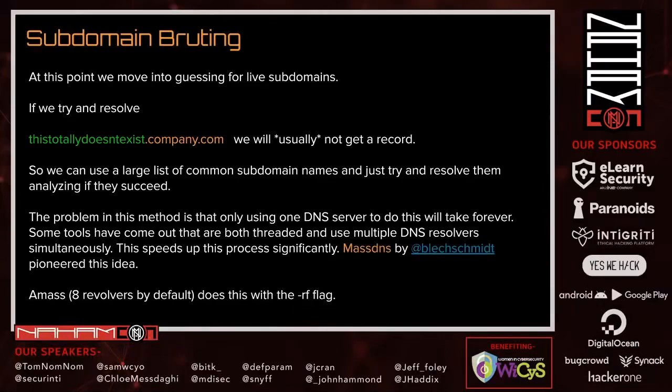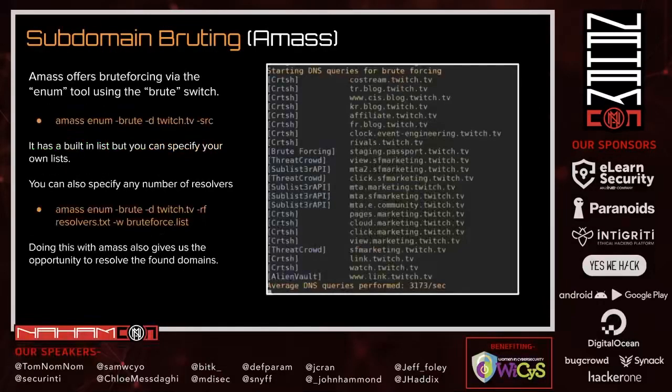The first one of those was MassDNS by Blechschmidt, and he was the pioneer of that kind of idea. Now, Amass has implemented this into their tool, and they use 8 resolvers by default, and you can add a larger resolver list with the -rf flag if you want to distribute it even more.